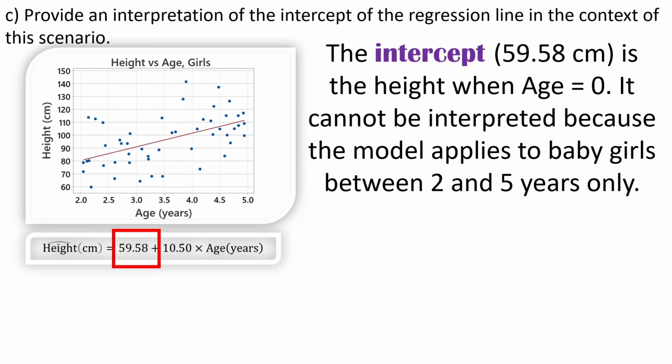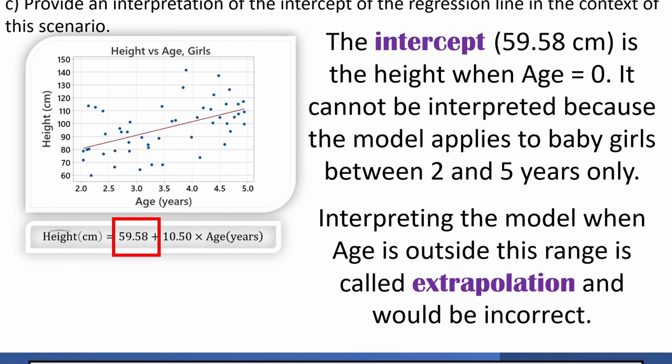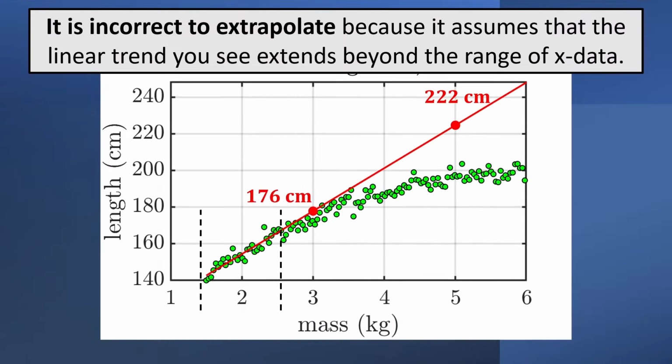If we were to make predictions for years of age less than 2 or more than 5, that would be called extrapolation. And extrapolation is not correct. You're not supposed to extrapolate. Now, I'd like to remind you why extrapolation is a no-no. So here's the example that I used in class.